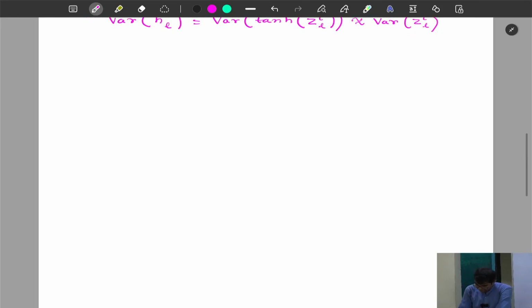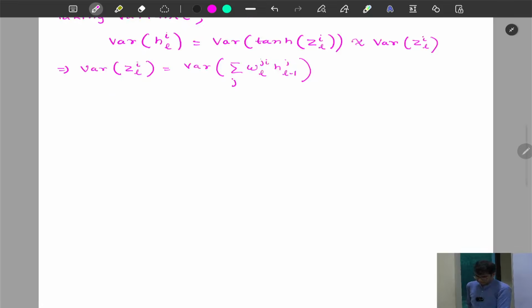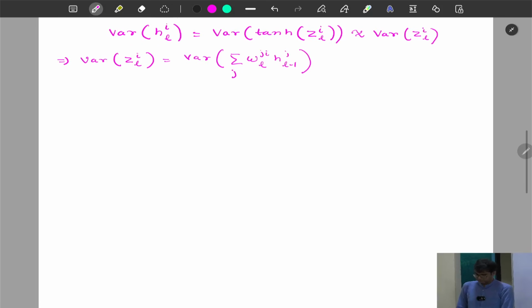So which basically implies the variance of Z^L_i is equal to the variance of the summation over j of W^L_ji times H^(L-1)_j, right. This is the thing.